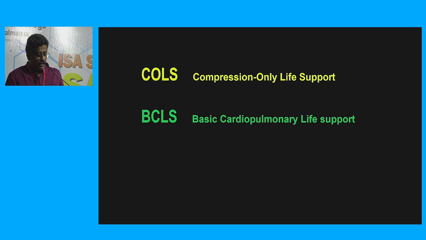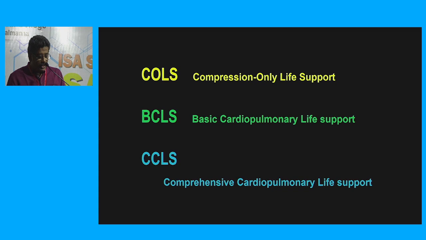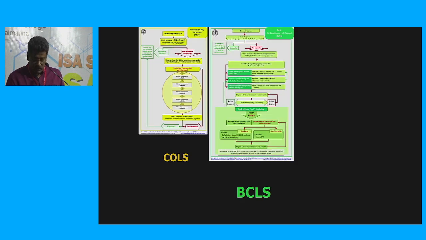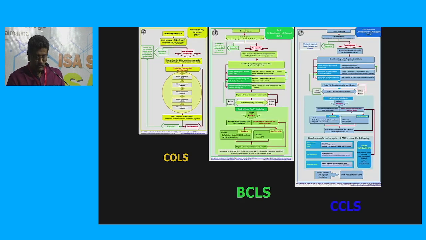So it has got three algorithms. One is compression-only life support, which is very, very popular nowadays. BCLS, that is basic cardiopulmonary life support, and also comprehensive cardiopulmonary life support. So these three, if you look at the guidelines also, they look very simple, very clear, and it is color-coded. So you should know about Indian Resuscitation Council Federation guidelines also.